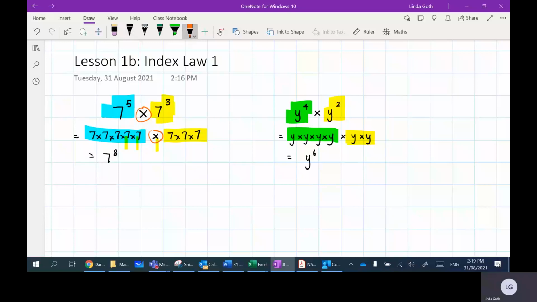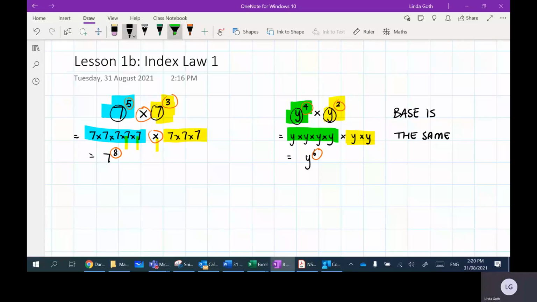So you probably saw the link. This 8 is just the sum of these two things, and this 6 is just the sum of these two things. What I want you to note though, is that in both of these questions, the base was the same. In the first question, the base was 7, and in the second question, the base was y. So index law 1, which we're heading towards, only works if the base is the same. So we have to be careful of that.